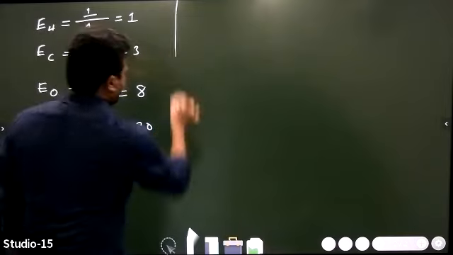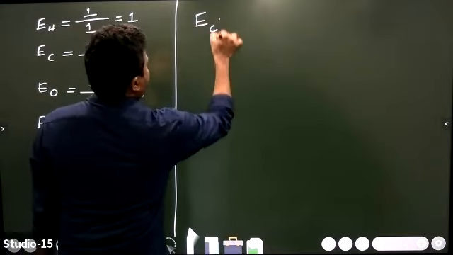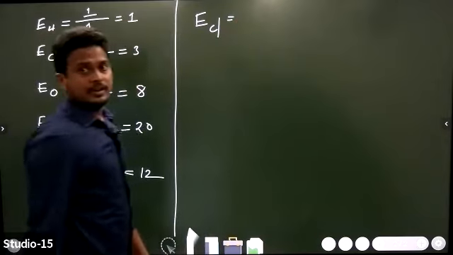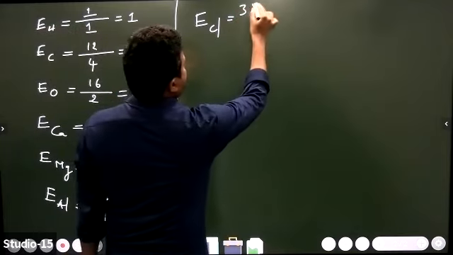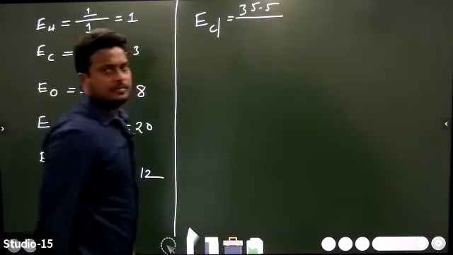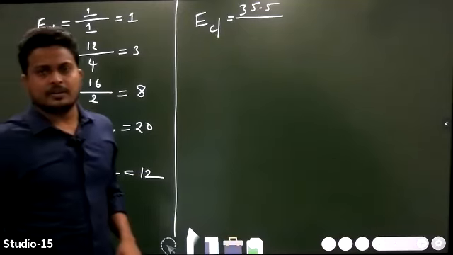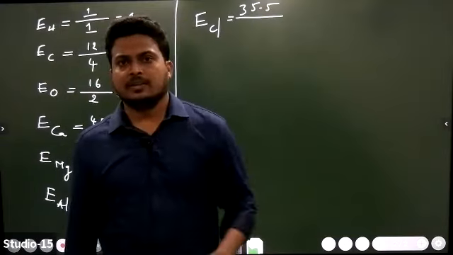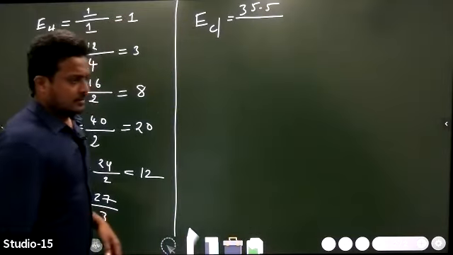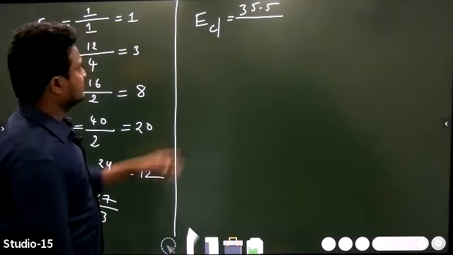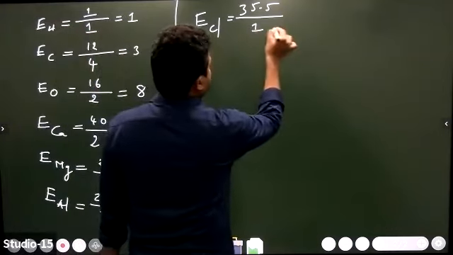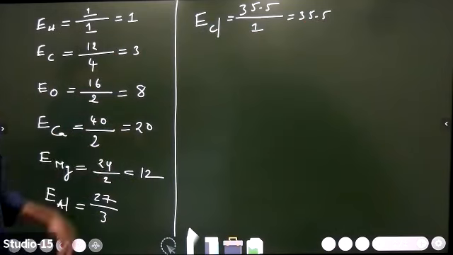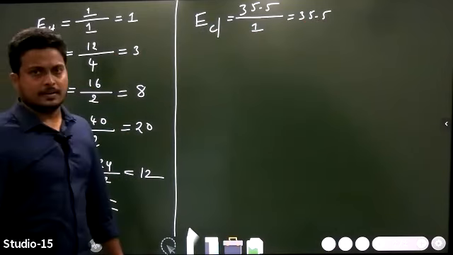Next, equivalent weight of chlorine, Cl. Atomic weight of chlorine is 35.5. Atomic weights are most important. If you want to do any numerical related to physical chemistry, you must know the atomic weights. From atomic weights, we can calculate molecular weights, we can calculate equivalent weights, right? 35.5 by 1, which is equal to 35.5. Like this, we can calculate equivalent weights of all elements, right?